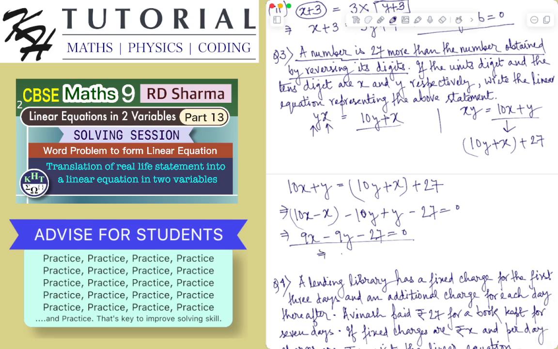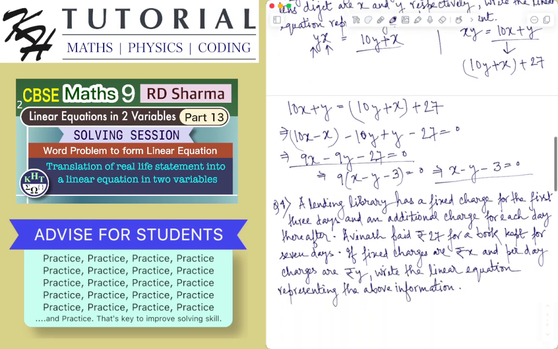So I can say the LHS is 9 into x minus y minus 3 is equal to 0. I can divide both the sides by 9. I will have x minus y minus 3 equals 0. So this is the linear equation in the two variables x and y, expressing the statement that a number is 27 more than the number obtained by reversing its digits, where the variable x denotes the units digit and the variable y denotes the tens digit.